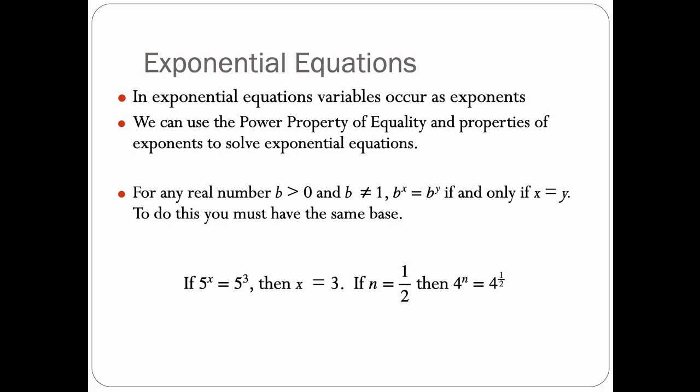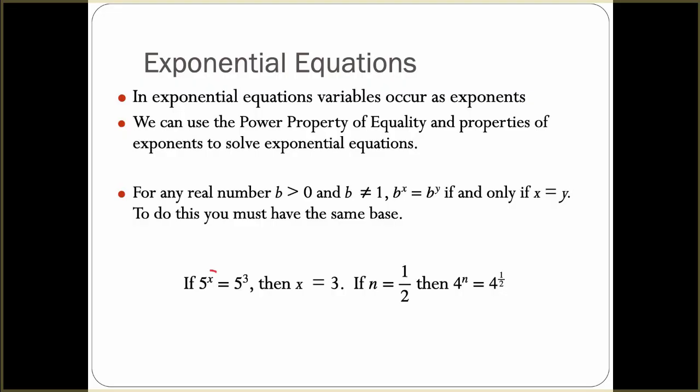So like it says here, to do this you must have the same base. So if 5 to the x equals 5 to the 3rd, what we can do is just take the exponents and set them equal to each other because we have the same base. So we set the x equal to 3. As we have the same base, then x equals 3. And it shows here we can go sort of in the opposite direction. If we know that n is 1/2, then 4 to the nth power equals 4 to the 1/2 power. We're going to use this to solve what we call exponential equations.